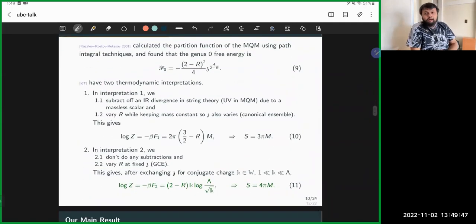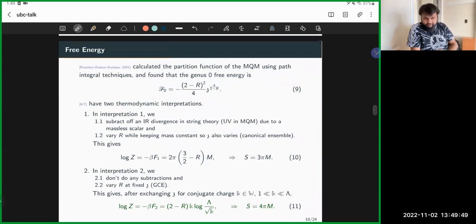So now the question is, what is the free energy of the black hole? That's actually very hard to answer because it's a very stringy black hole. We don't actually know how to calculate the 1 by g string squared leading genus 0 term in the free energy of a black hole. So what Kazakov and Tseytlin did was they calculated the partition function of the MQM using path integral techniques, and found some value for the genus 0 free energy.